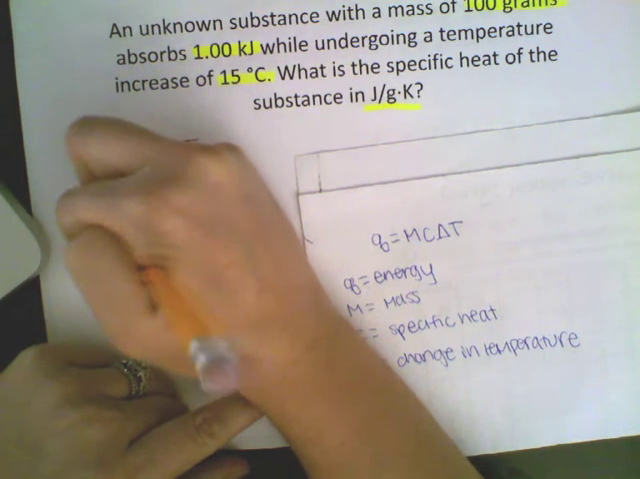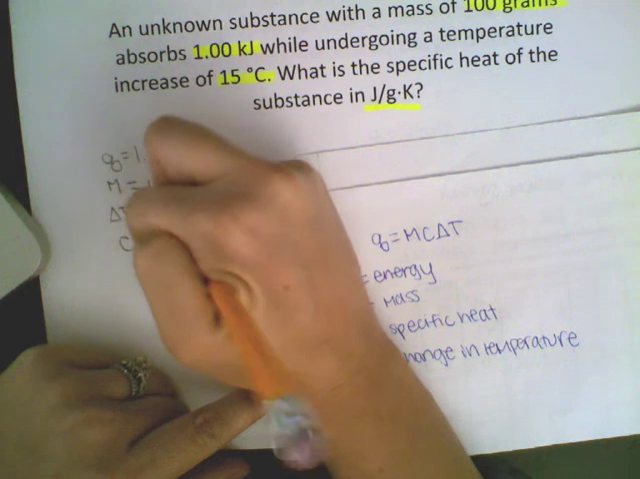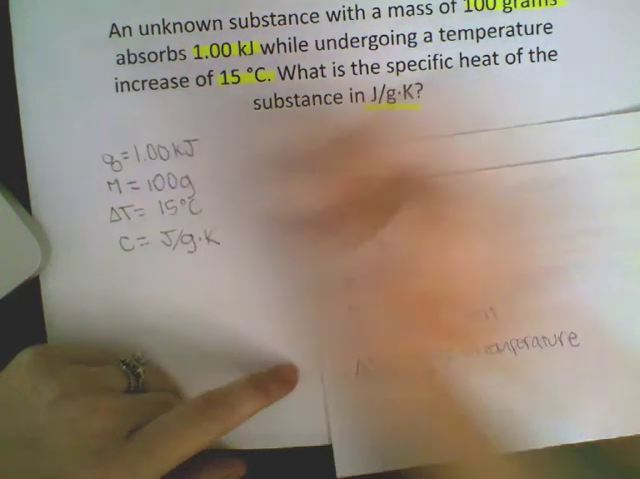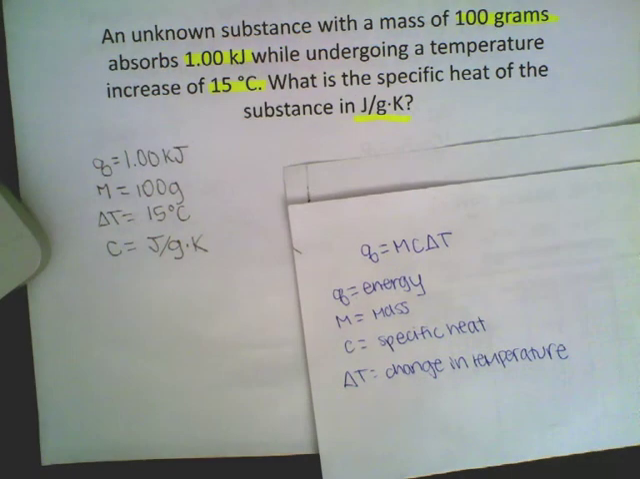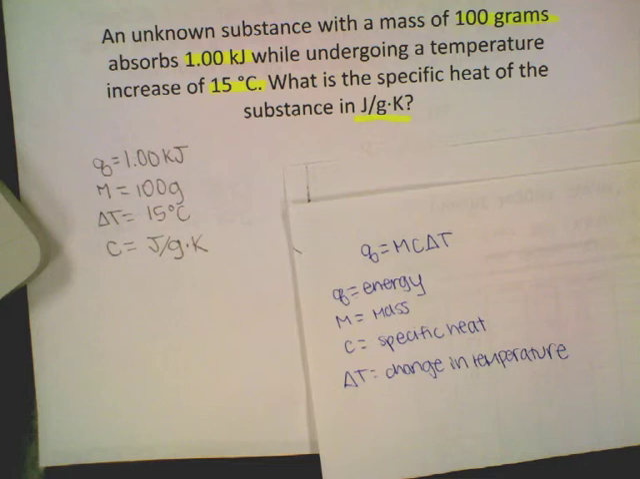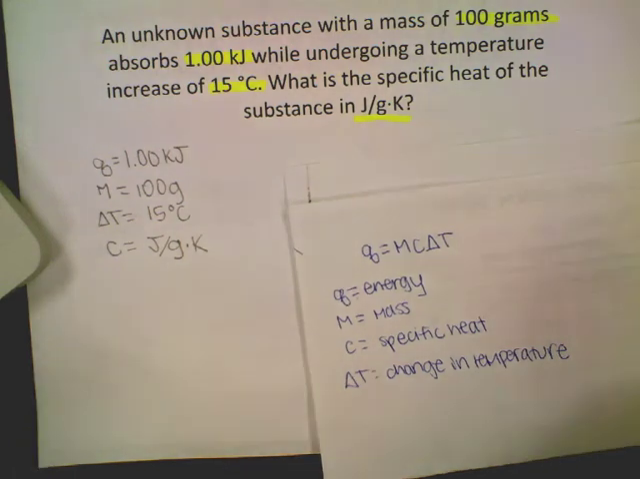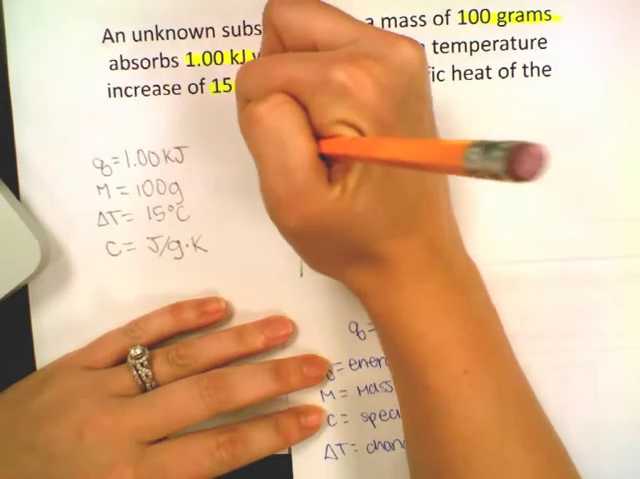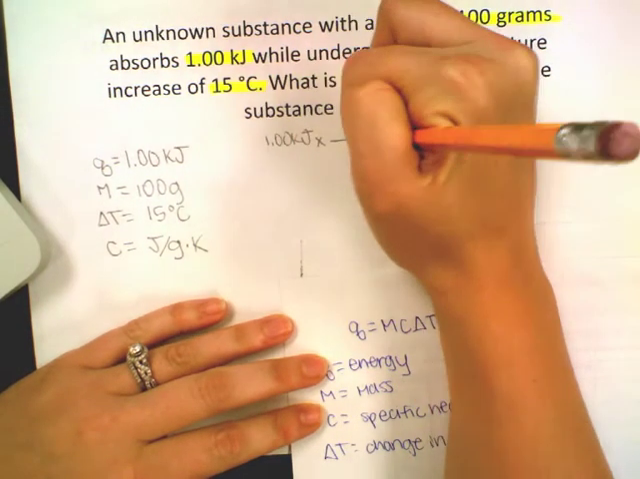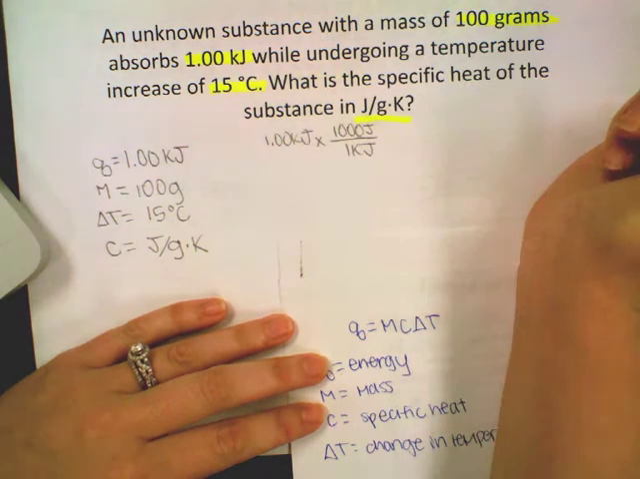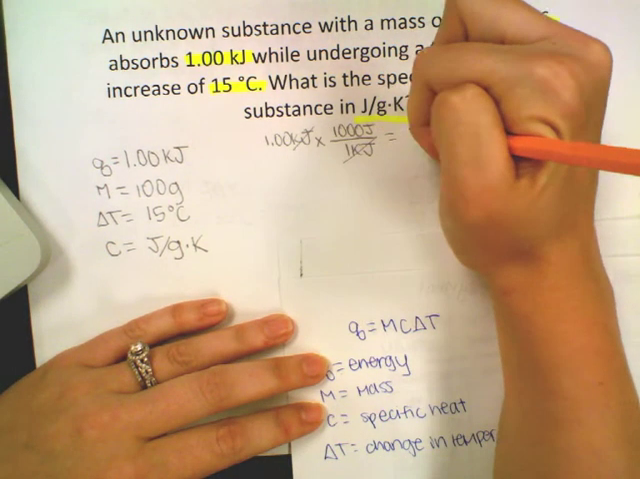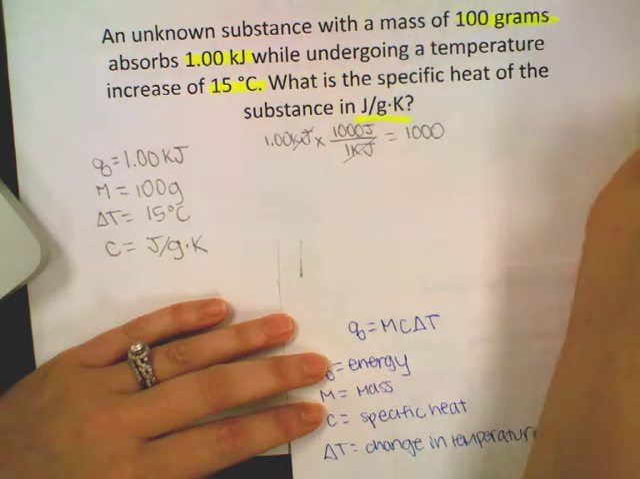And the specific heat is wanted to be in joules per gram Kelvin. Okay, so we're going to have a few unit conversions here. So first of all, we are given the amount of energy in kilojoules, but the question calls for joules. So we're going to convert that. So 1.00 kilojoules. Okay, there are 1,000 joules in 1 kilojoule. So we're just going to multiply. So 1 kilojoule is equal to 1,000 joules, so that's going to be our value for Q.